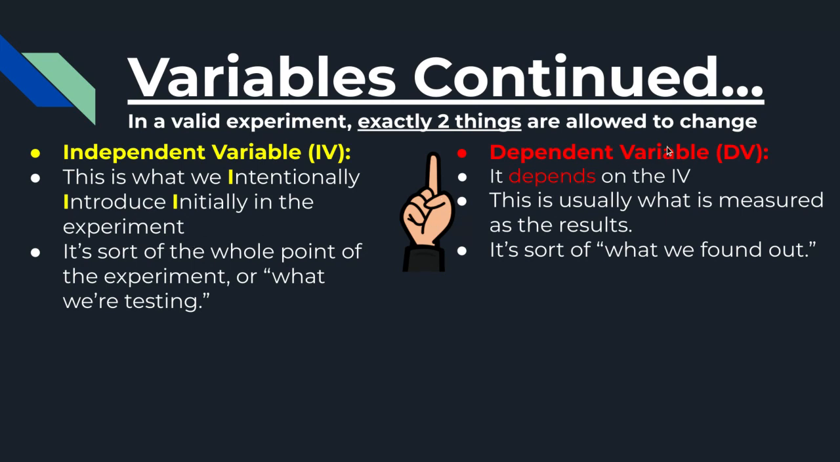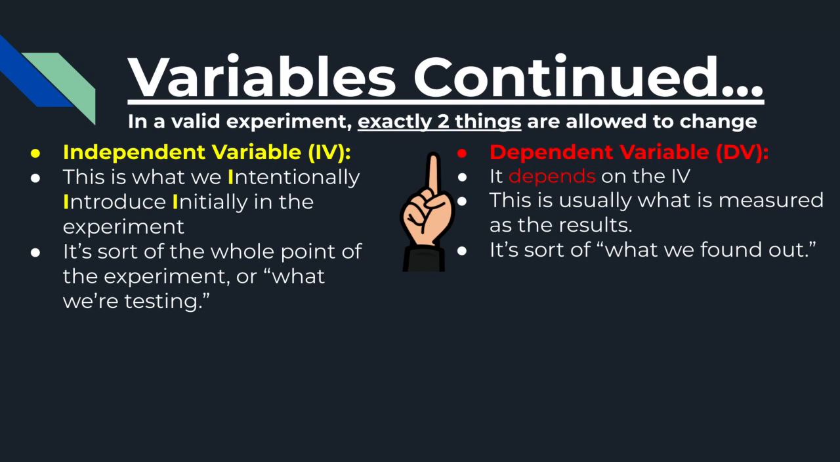The dependent variable is called the dependent variable because it depends on the independent variable. It depends on this first change over here. It won't change at all unless we introduce this change. And this is usually what's measured and recorded or graphed as the results of the experiment.